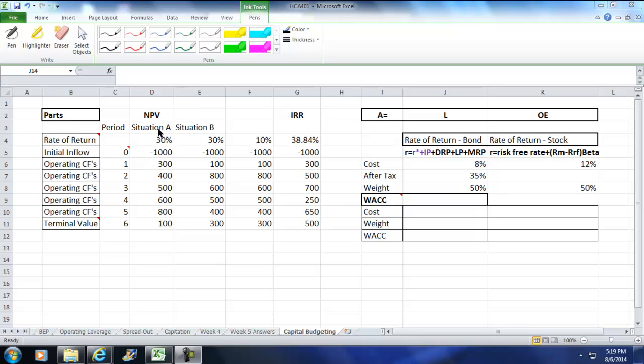And I'm going to go ahead and show you using situation A just some basic math, and then I'm going to calculate using Excel and a phone app, and then finally I'm going to end with a little bit of discussion on rate of return. So let's take a look at situation A.